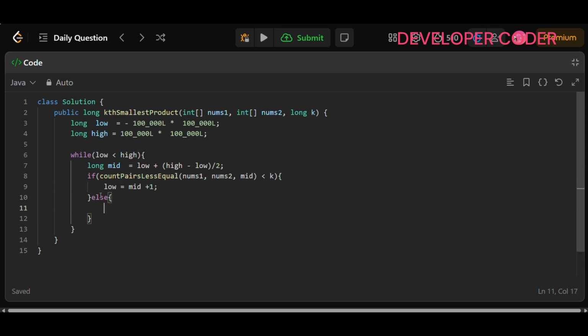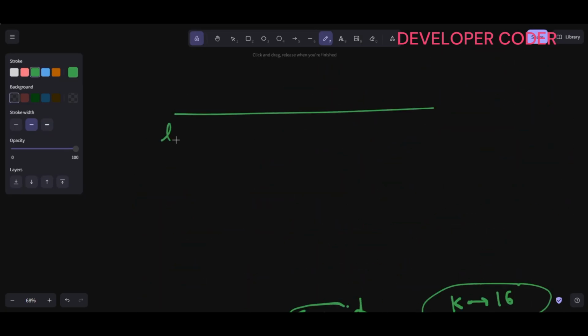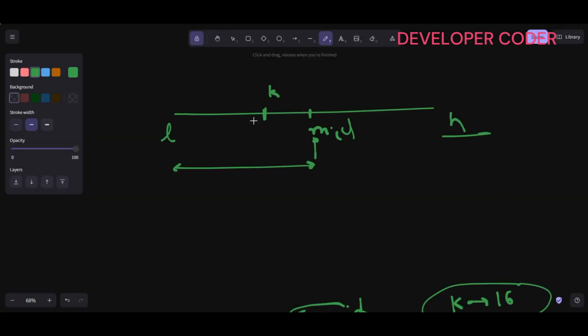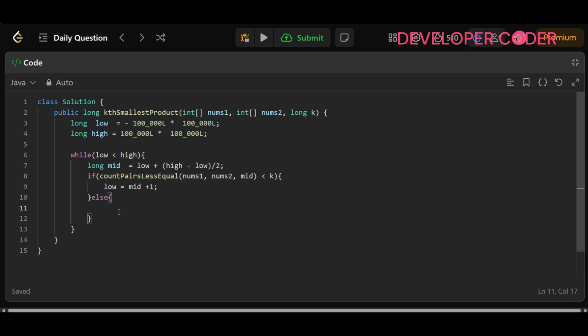And the else part. So if this is your range, low and high, and mid is here, and your k value is somewhere here, then that simply means your answer lies in this part. So next time you are going to set this high to mid only, then check this range. So in the else part, if the value here comes out to be greater than or equal to k, but your k lies somewhere here, you just update your high as mid. Okay, that's it. So from here you can simply return the low value.